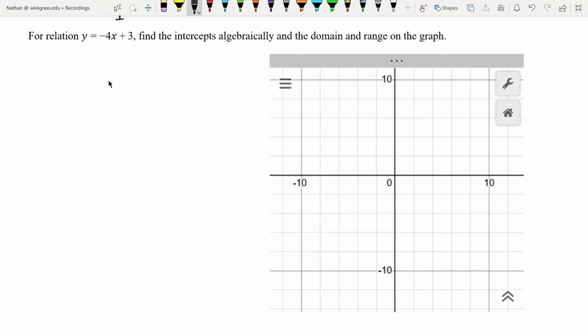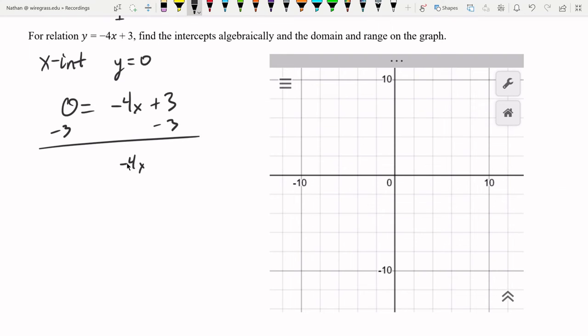So to find the intercepts algebraically, for the x-intercept, the key thing to note is that y equals 0. So if I plug 0 in for y, we get 0 equals -4x plus 3. And this is just a linear equation. So I can solve it by subtracting 3 from both sides. I get -4x equals -3. Then divide by -4, and we get x equals 3/4. So our x-intercept is at 3/4 or 0.75.